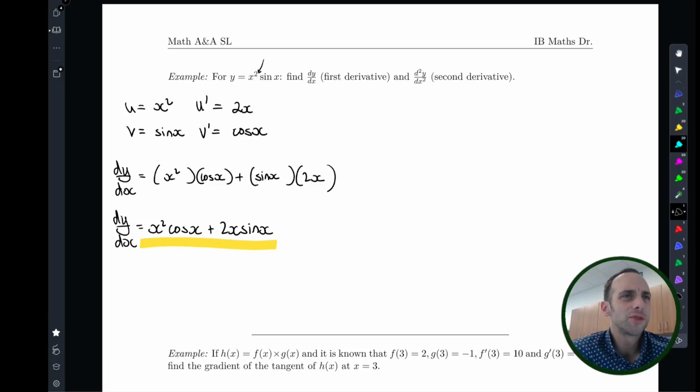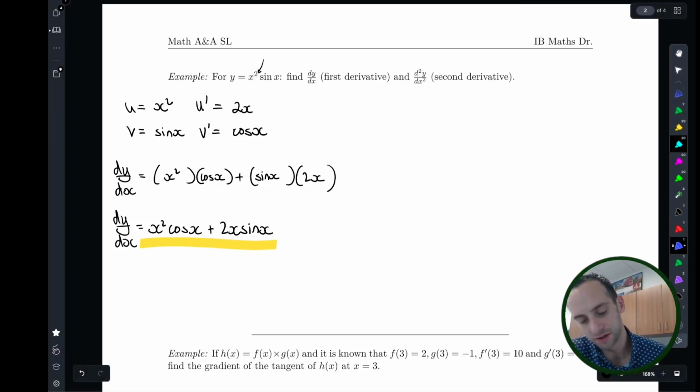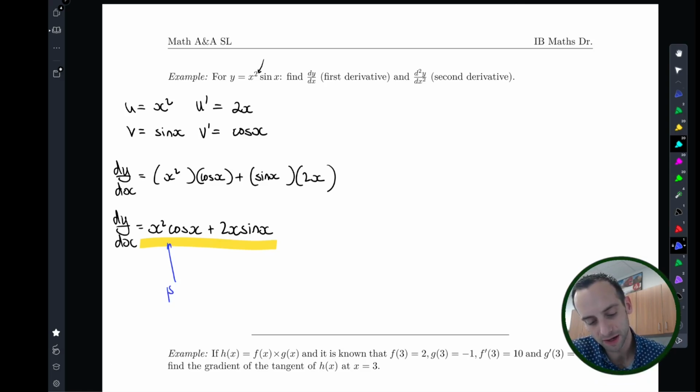Not too bad, pretty straightforward, quite an easy rule to follow. Things get a little more complicated with this second derivative because we've got 2 products to do. Okay, so we've got our first product with this x squared cosine x, and then we've got our second product with this 2x sine x.